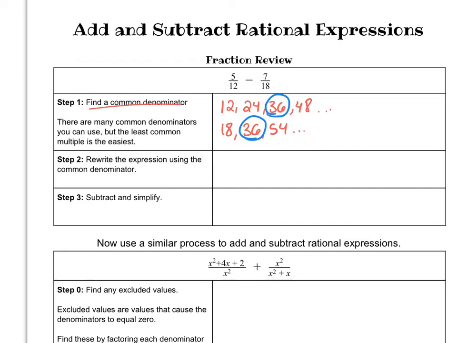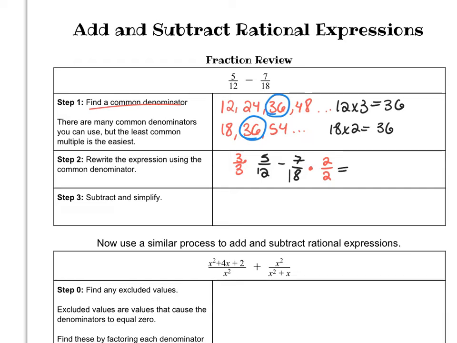So now let's rewrite this expression using that denominator. Well, 12 times 3 is 36, which means I'll multiply both the numerator and the denominator of the first fraction by 3. And 18 times 2 is 36, which means I'm going to multiply both the numerator and the denominator of my second fraction by 2. And really, y'all, this is the same thing as multiplying by 1, because 3 over 3 is just 1, and 2 over 2 is just 1.